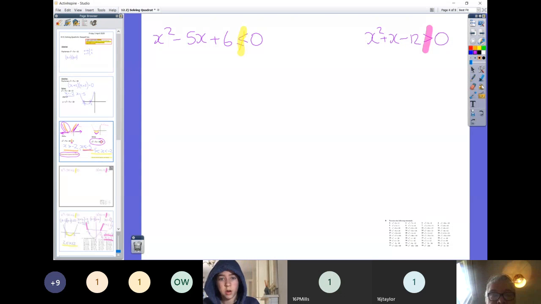Just before you do the sketch, remember, once you factorise, you then solve it, so it becomes equal to 0, so you get your two solutions. You get the 2 points where it crosses the x-axis. That allows you to do the sketch. Then think about it. If it's less than or equal to, it's the points below the x-axis. If it's greater than, it's the points above the x-axis, and then just get your inequality.